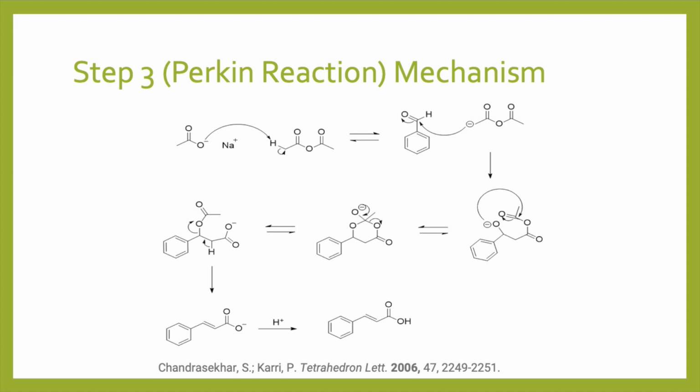The sodium acetate, which is a weak base, attacks the hydrogen from the alpha carbon on acetic anhydride. This forms a carbanion that attacks the carbonyl carbon in benzaldehyde. The pi bond between carbon and oxygen breaks due to the high electronegativity of oxygen. A nucleophilic addition then occurs, forming the structure in step 3.